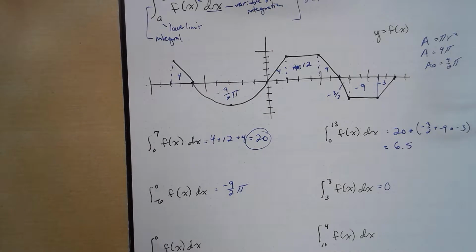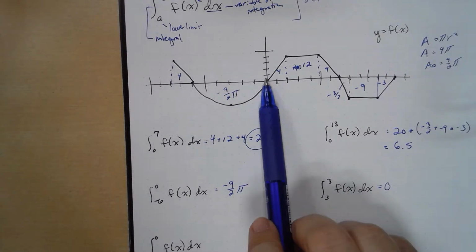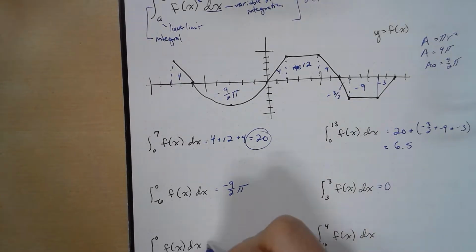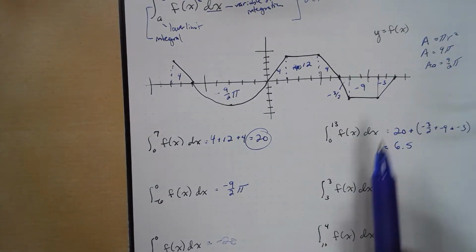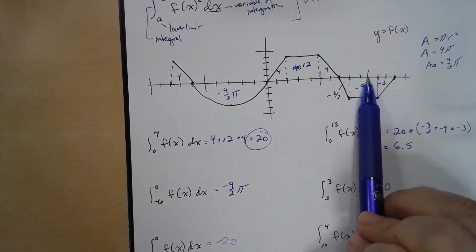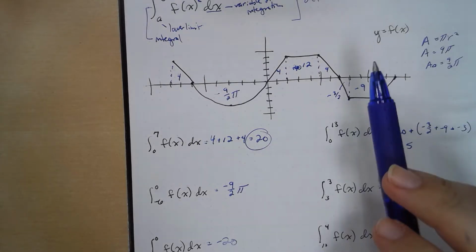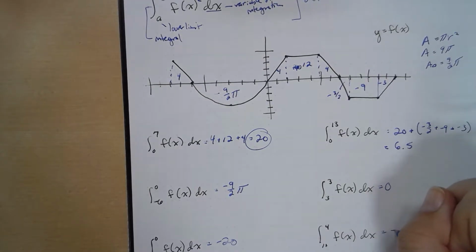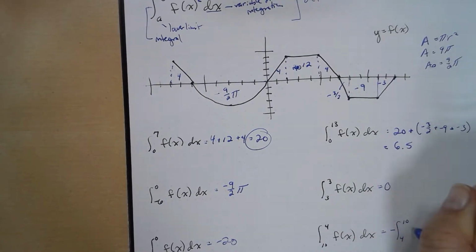What about from 7 to 0? Well, I already found from 0 to 7, right? I found from 0 to 7. If I go from 7 to 0, I'm going backwards, so I'm actually going to have a negative 20. If I go from 10 to 4, I have from here back to here, right? That's kind of complicated, but it looks like I can rewrite this as a negative integral from 4 to 10 of f of x dx, and that's actually the exact same information.